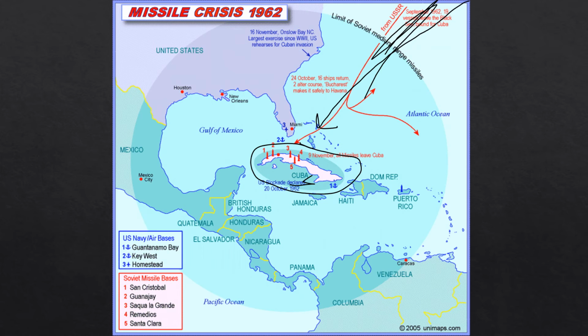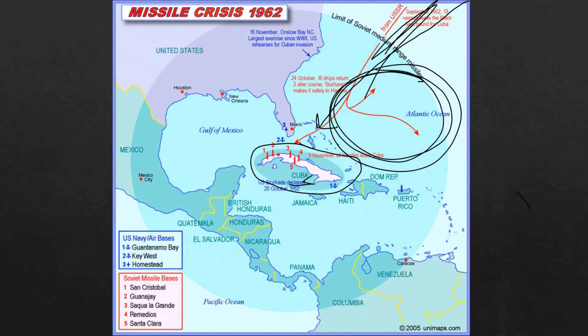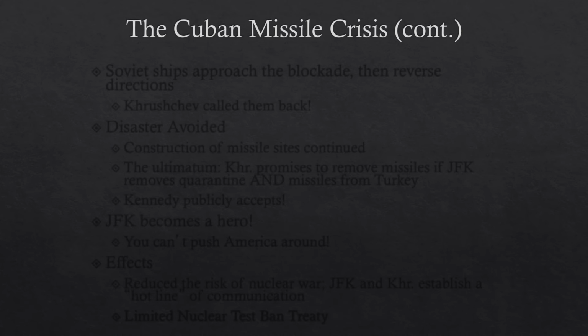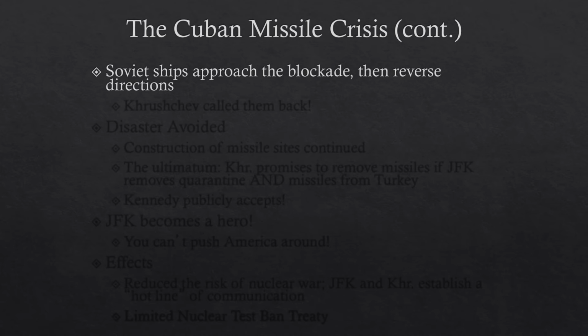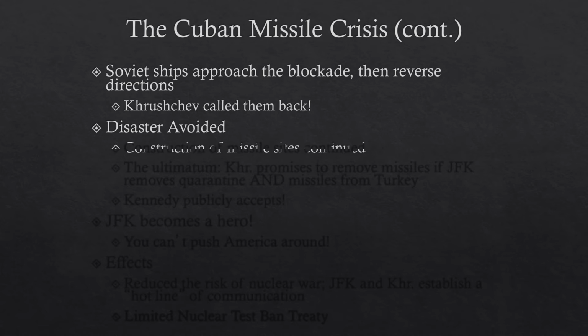What we decide to do, like we said, depends on what Khrushchev does. And what Khrushchev does is he calls the ships back. They turn around and they go back. So again, as the Soviet ships approach the blockade, they reverse directions. Disaster is avoided. Okay, Kennedy found a way to avoid a war over missiles in Cuba. Now, this was a big success for Kennedy.